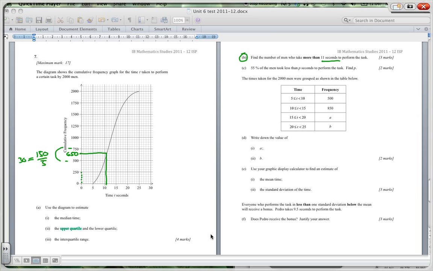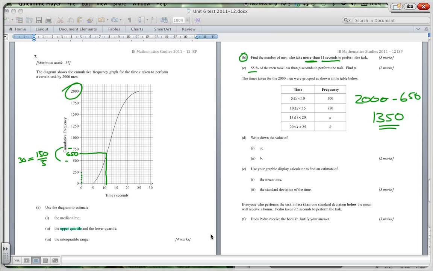Now, that is the number that took up to 11 seconds. But we are actually looking at those who took more than 11 seconds. There's a total of 2,000 altogether. So up to 11 seconds was 650. So those that took more is 2,000 minus 650, which is 1,350, who would take more than that time.